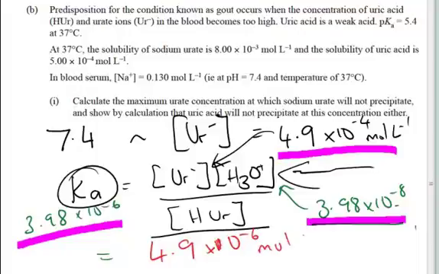moles per litre. Okay, and all we've got to now do is make a comparison with the information that we've been given. And the solubility of uric acid is 5 times 10 to the negative 4. Obviously this number is much less, therefore we wouldn't expect a precipitate to form with that either. So that's part 1 of the question done.